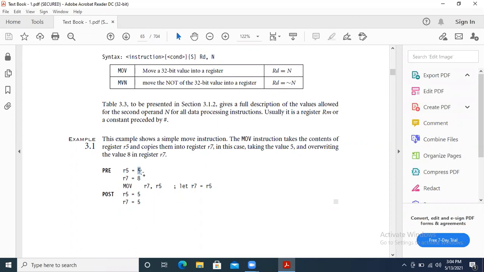Keep in mind the word is very important. Move means I'm not moving here. I'm just copying, which means the value is kept in both places, in the source also and in the destination also. So R5 is as it is, but what is the R7 value here? R7 becomes 5 because I'm copying the value from R5 to R7. So this is the example for the move instruction. Is it clear?